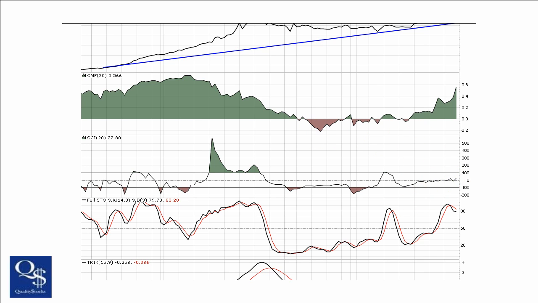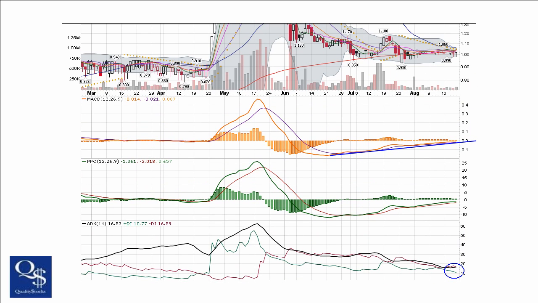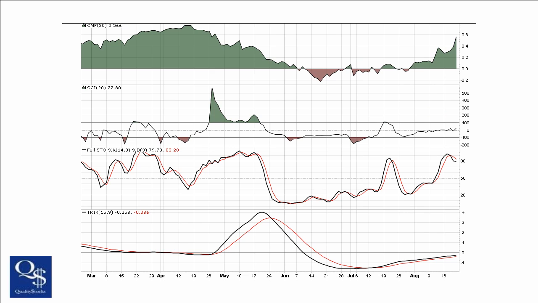CCI kind of treaded water right around the middle, which is what you'd expect in this sideways channel that it's in. Not really going to get too close to oversold or overbought directions. Full stochastic, interesting thing to note. A lot of times full stochastic, this is not necessarily a bad position. It's just a different position.